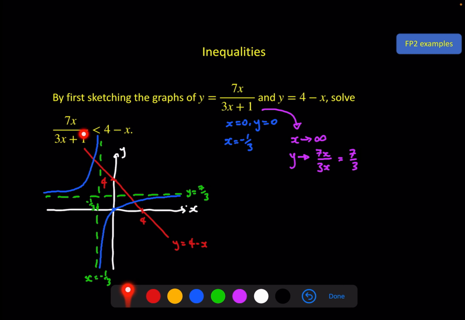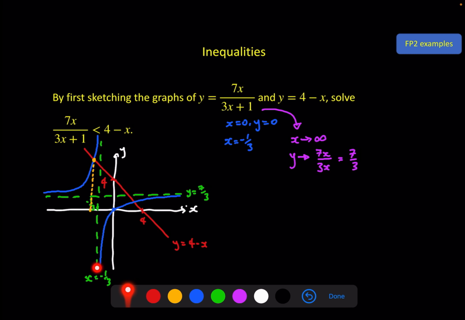I'm asking, when is the blue graph less than or lower down than the red graph? Well, the blue graph starts lower down if I go from left to right, all the way up to here. And then the blue graph gets higher up or greater than. So I want to know, what is this point here? Because everything less than that x value is going to be true for this statement. But between here and the asymptote, the blue graph is greater than, not less than, the red graph.